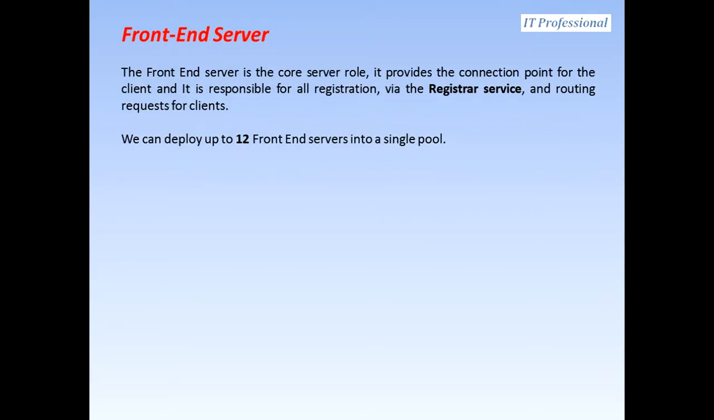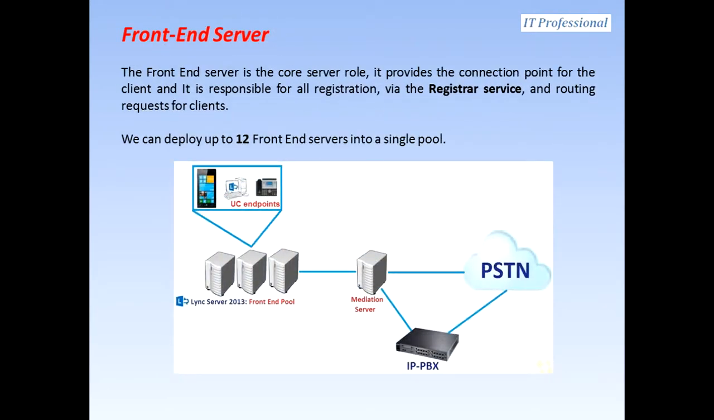Starting from the front-end server, which is the core server role, it provides the connection point for the client and it is responsible for all registration via the registrar service and routing requests for clients. We can deploy up to 12 front-end servers into a single pool. I want to define the pool, which is a group of servers running the same role and they have identical configuration. And that's where we have the failover and high availability. And those servers in the pool can serve clients simultaneously.